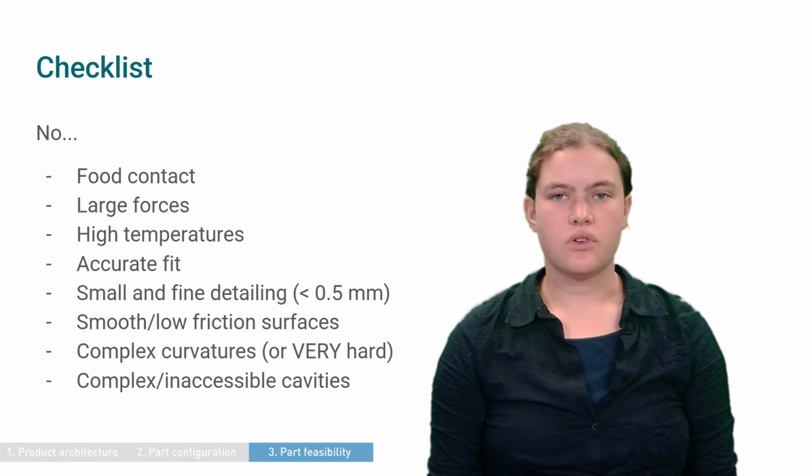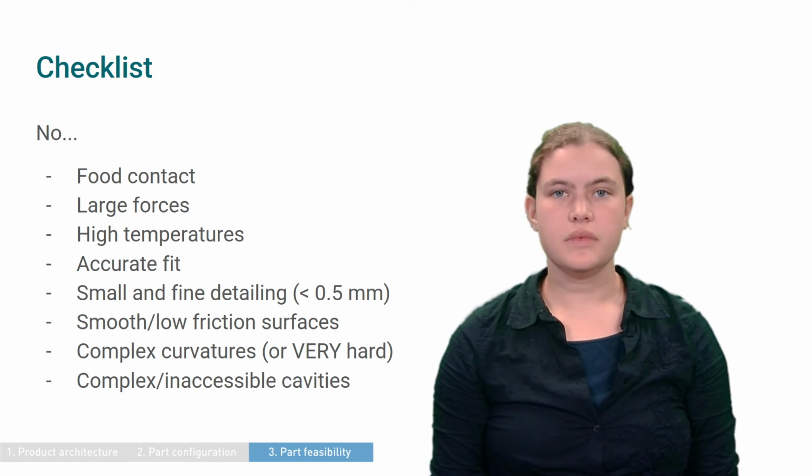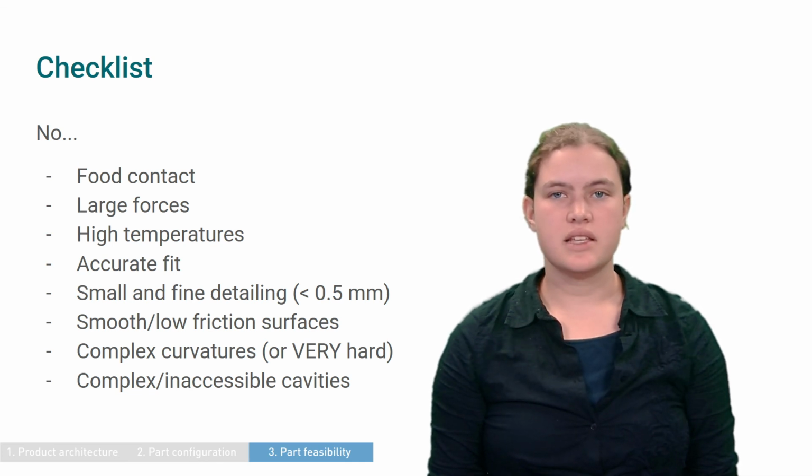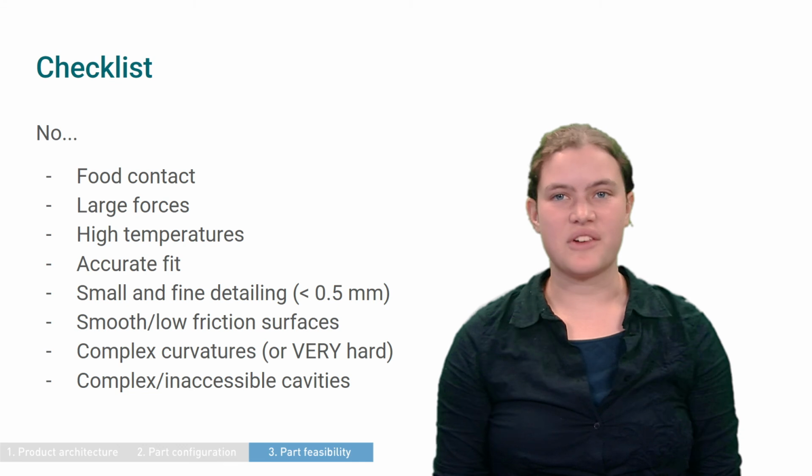We found that it was difficult or practically impossible to print parts that need to be food safe, that need to withstand large forces or high temperatures, that require very tight or accurate fit, that have very small and fine detailing, smaller than 0.5 millimeters, that require very smooth or low friction surfaces to function, or that have complex curvatures or complex or inaccessible cavities, as these are difficult to measure and clean during post-processing. If your part does not fall into these categories, then you can very likely print it.